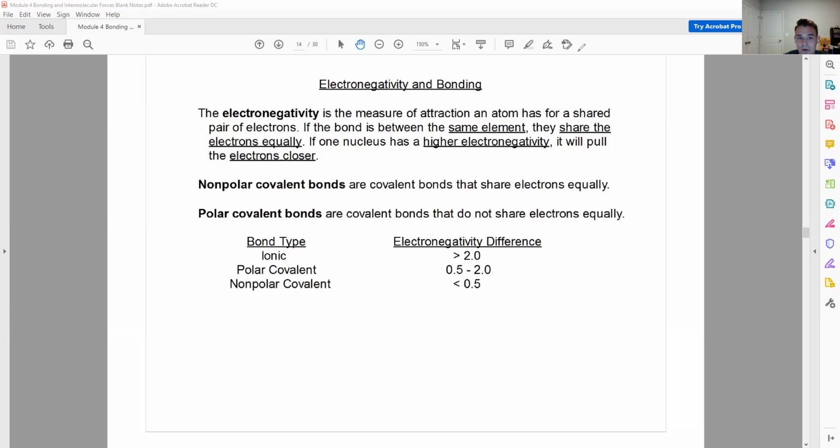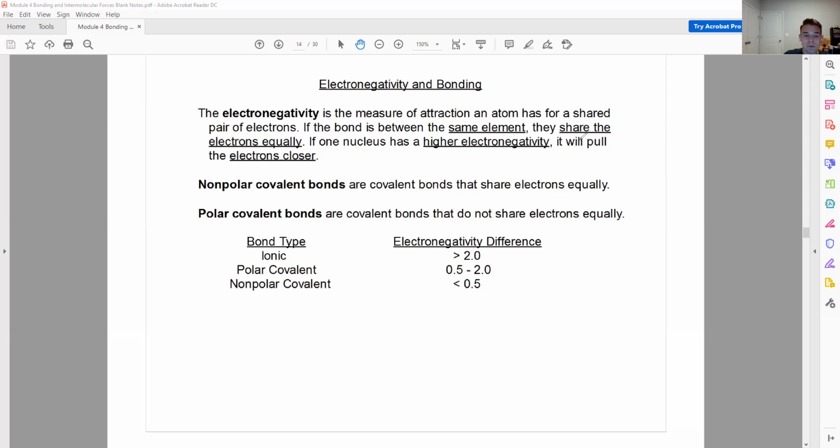And there's a general chart here that we can talk about. If the difference in electronegativity values is about 2 or above, it's ionic. You should also know what's ionic just because that's a metal and a nonmetal. If it's polar, it's about in between 0.5 and 2. Nonpolar is less than 0.5.